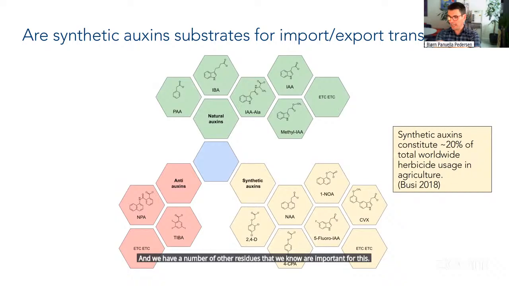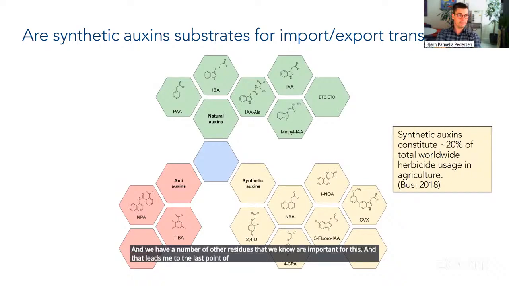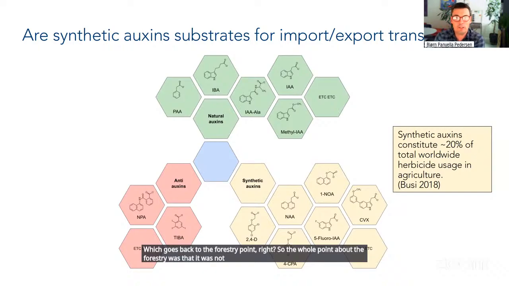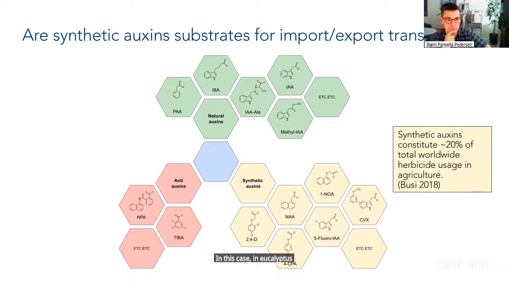And that leads me to the last point of my talk here, the last minute or so, which goes back to the forestry point, right? So the whole point about the forestry was that it was not IAA, it was not auxin, but it was actually other kinds of synthetic auxin substrates that are being transported and presumably move into the whole plant, in this case in eucalyptus, to actually promote this root growth.